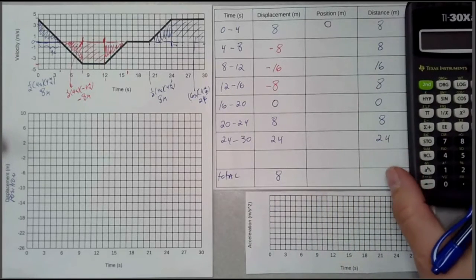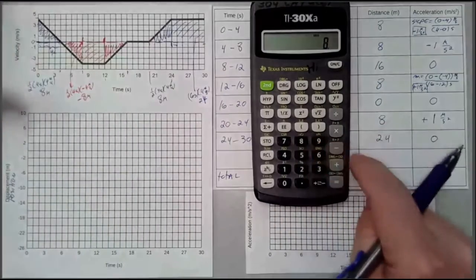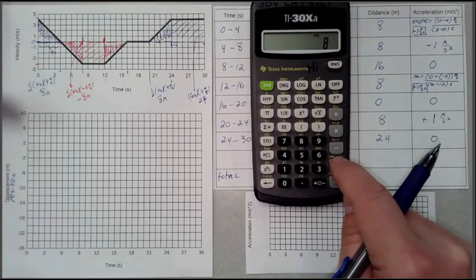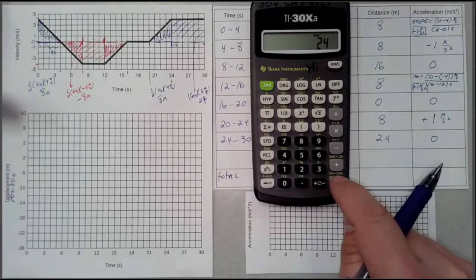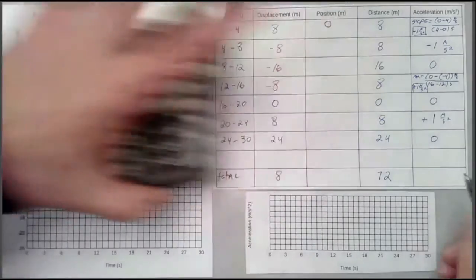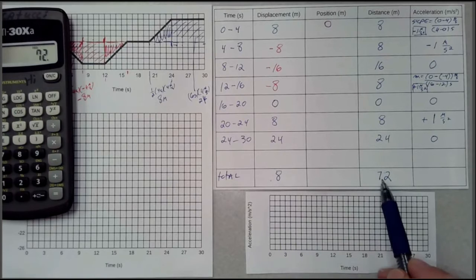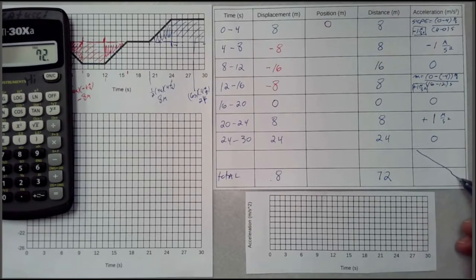If I add my distances together, right, I get 8 plus 8 plus 16 plus 8 plus 0 plus 8 plus 24, 72. Okay? So there's my total displacement. There's my total distance, right? We don't add up the accelerations.